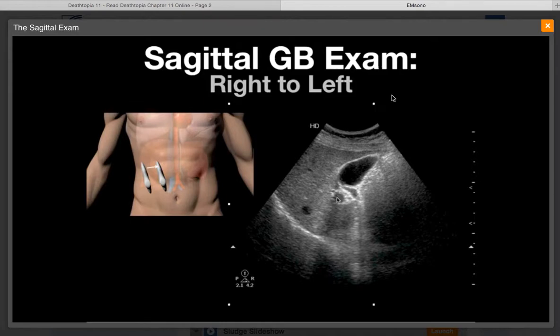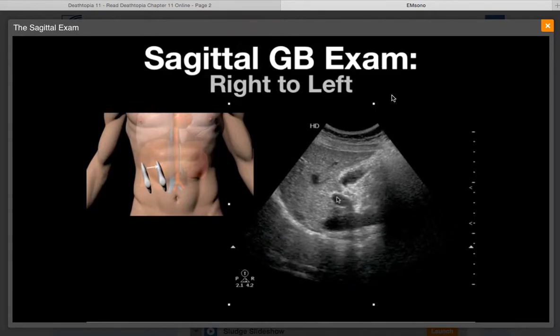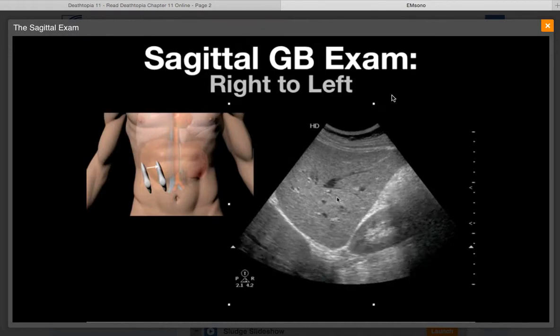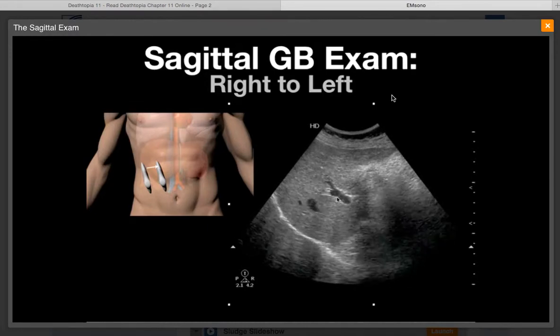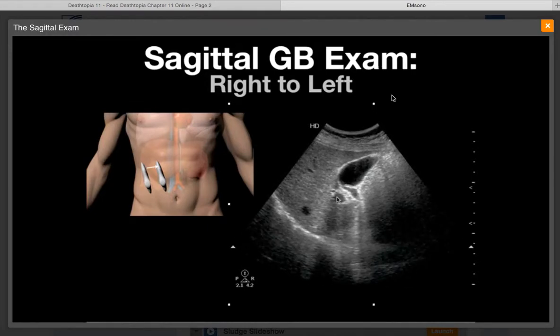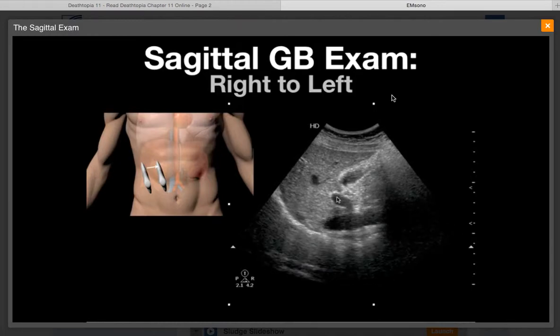You can see here is the right portal vein. As we continue to move in a leftward direction, now you can start seeing at the very end the inferior vena cava. So we'll sweep through one more time. There's gallbladder, and as we sweep through more to the left, here you can see the inferior vena cava here in the sagittal plane.